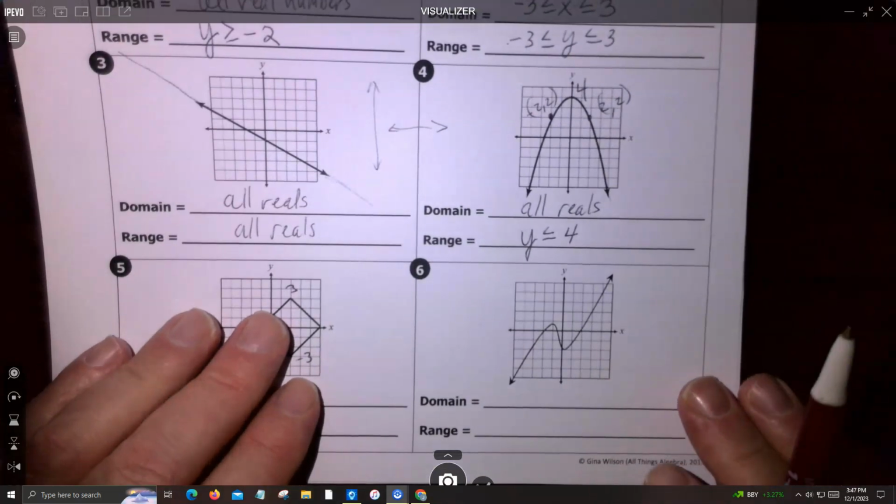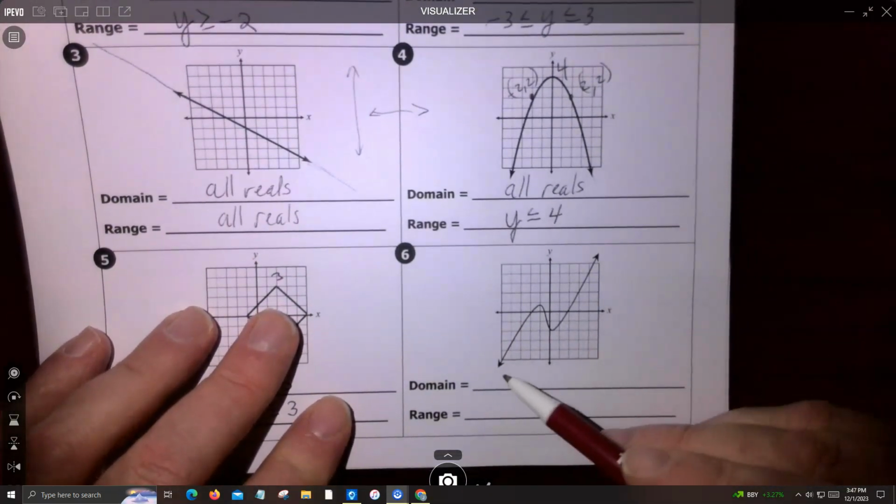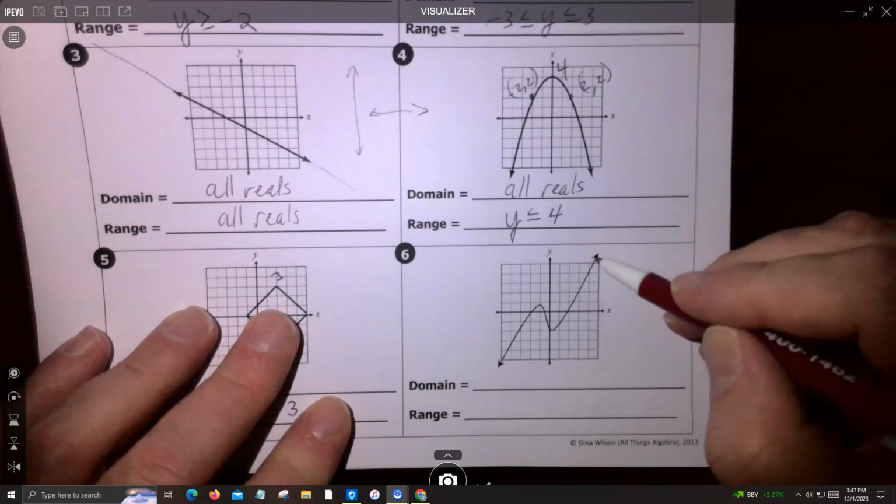Okay, we got number 6. Okay, so these arrows mean we're going on forever and ever and ever.